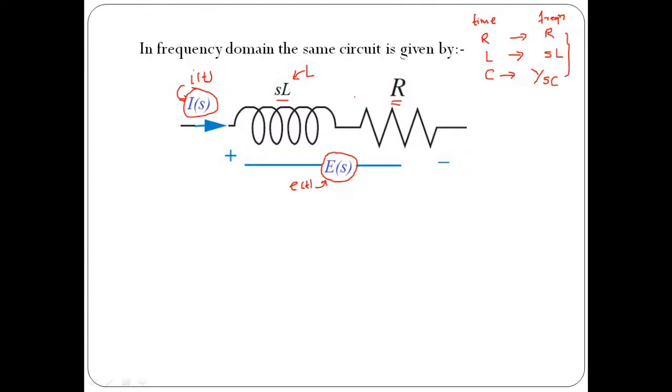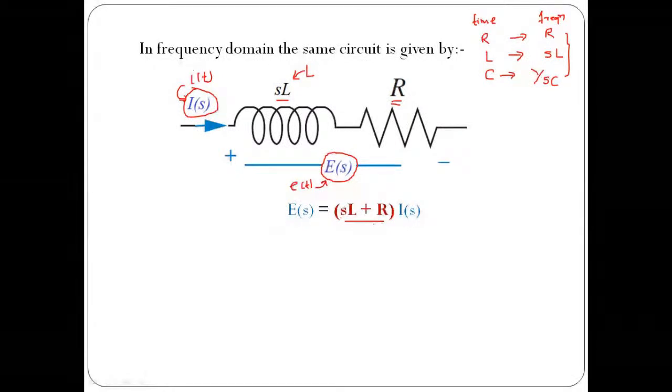Now we need to apply the concept of network theorem in order to represent the relationship between input and output. From this equation it is very clear that output is nothing but input multiplied by the effective impedance of the system. Here we have a combination of inductor and resistor, both connected in series, so the effective impedance is going to be R plus SL. If you apply that logic, we can write the relationship between output and input: output E of S is going to be the effective impedance of the system multiplied by the input.